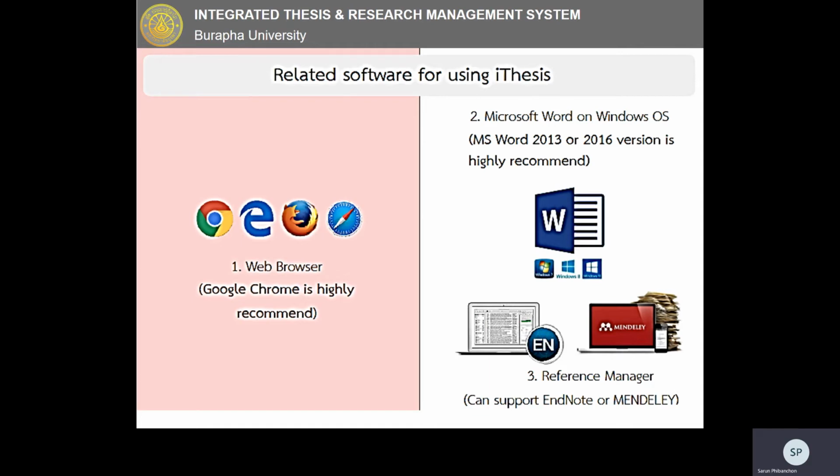The version of Microsoft Word you can use starts from 2013 or 2016, as well as the Microsoft Office 365 subscription. You can work on that as well. For reference management, we highly recommend you use EndNote or Mendeley, because these two systems will not cause any problem when you try to make your final version of the PDF file.